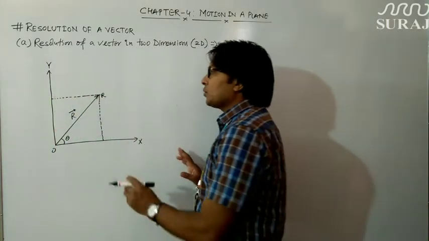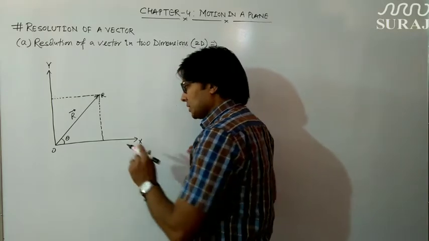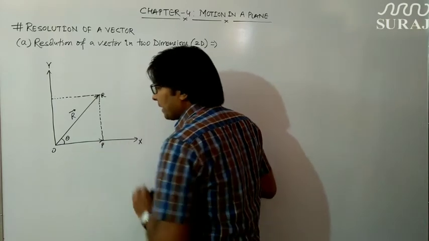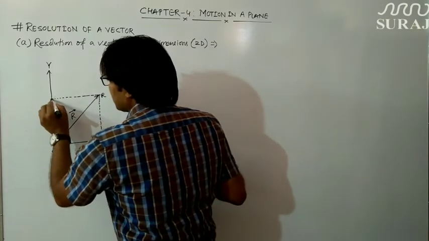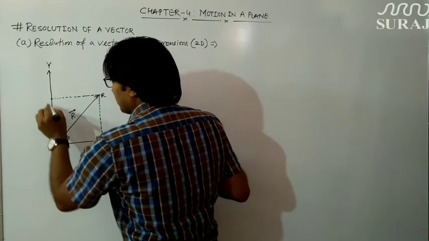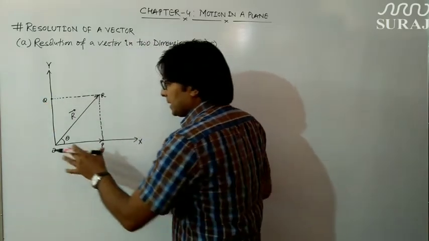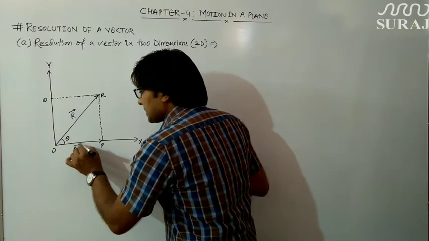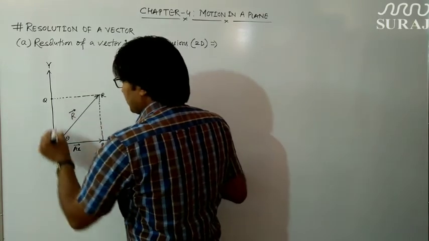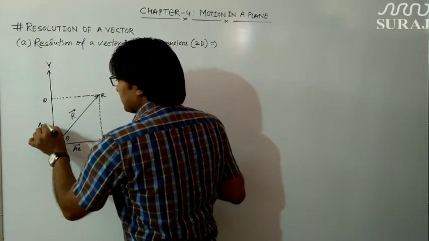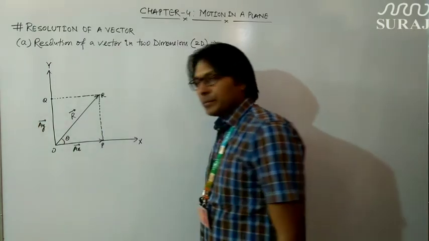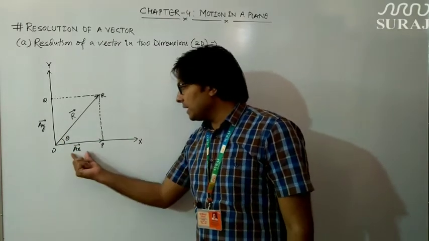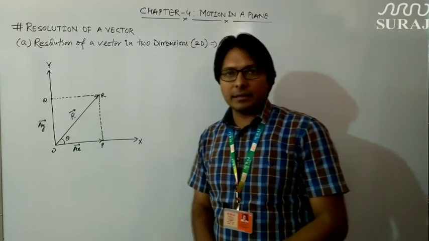So definitely these two components will be perpendicular to each other. So this I am representing as OP vector, and this I am representing as OQ vector. Okay, and this OP vector, suppose I have taken as AX vector, and similarly this OQ vector I have taken as AY vector.